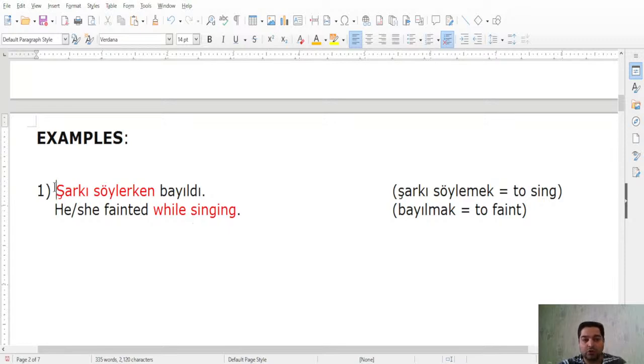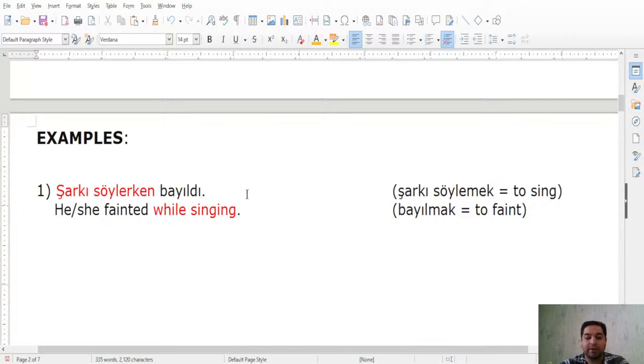Okay. So şarkı söylemek is a compound verb composed of two words. So şarkı söyler, and you add. So you see, şarkı söyler is the third person singular, right? He or she şarkı söyler. Then you add the ken. Şarkı söylerken becomes while singing. She fainted while singing. Şarkı söylerken bayıldı.